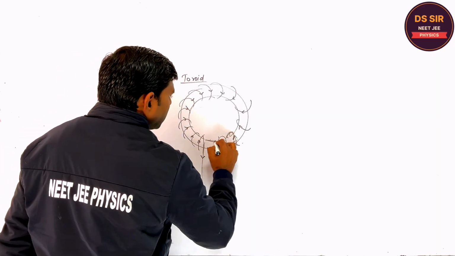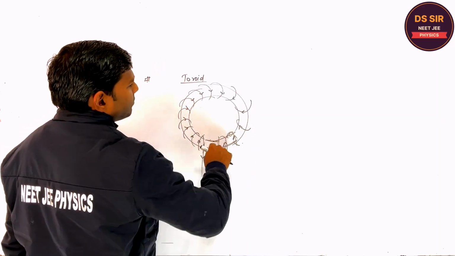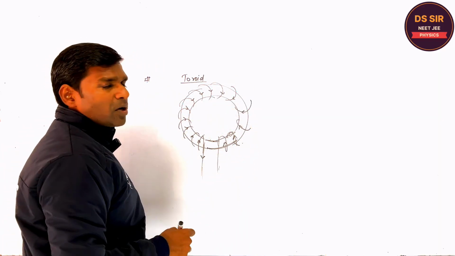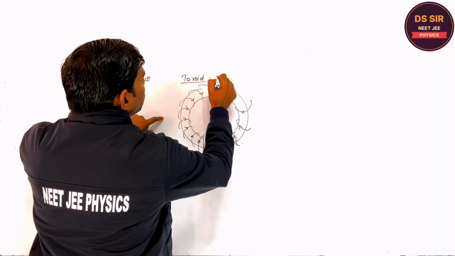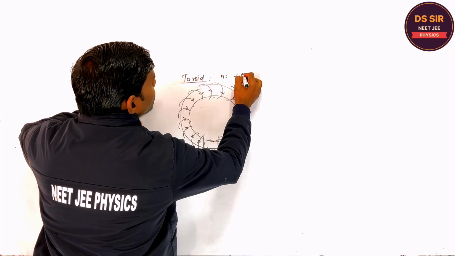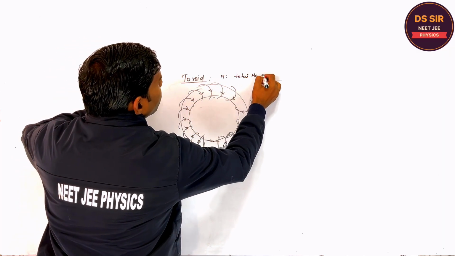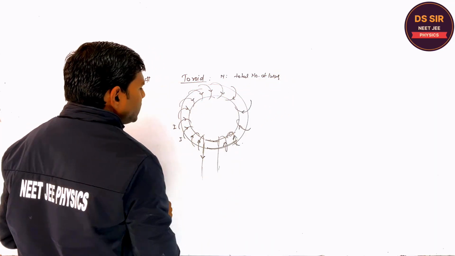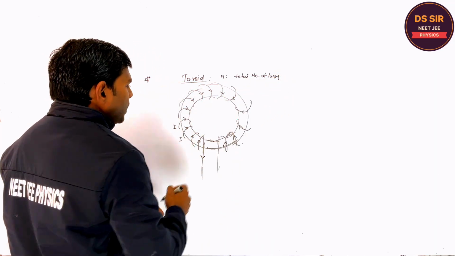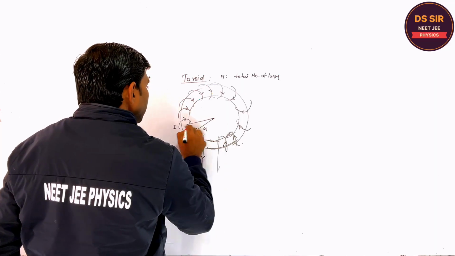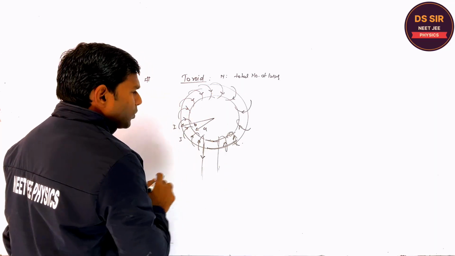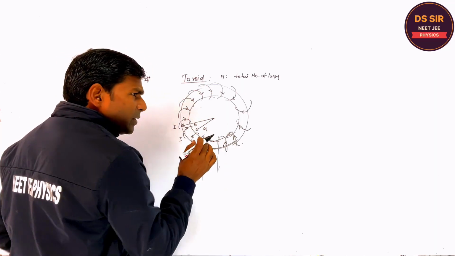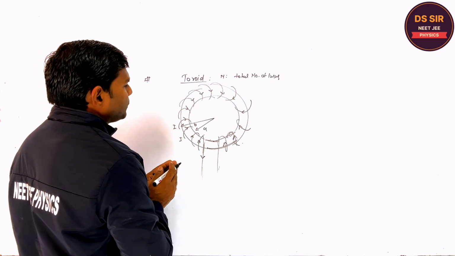Here the number of turns is given. Instead of the number of turns per unit length, it is the total number of turns, and the current carried is I. Suppose the inner radius is A and the outer radius is B, although A and B are very, very close to each other.